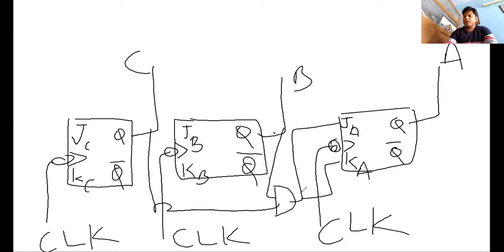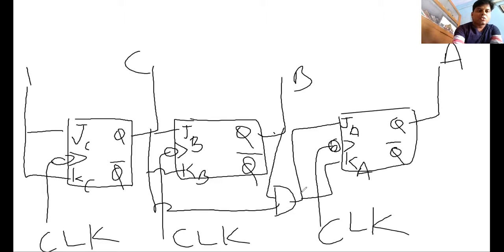Again, JB and KB is C. JB and KB is C. So we have to draw JB directly to C and KB also directly to C. And last, JC and KC are 1, or high. So that is the equation which I have solved.